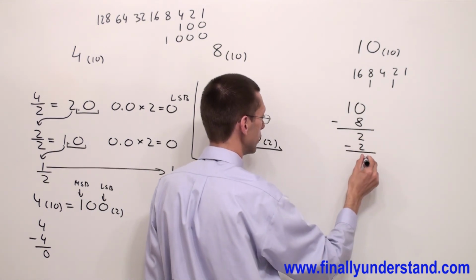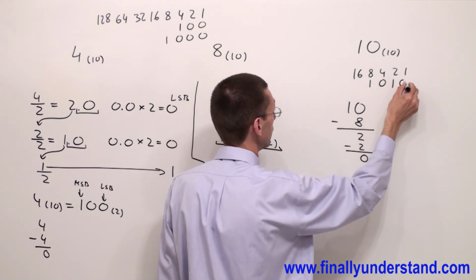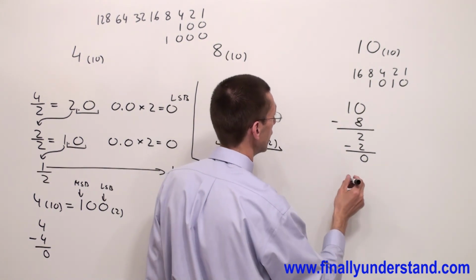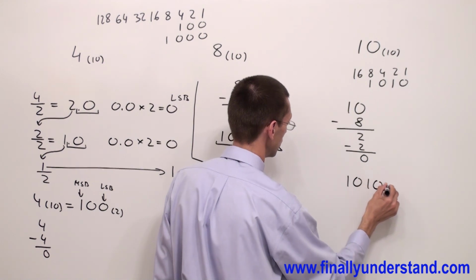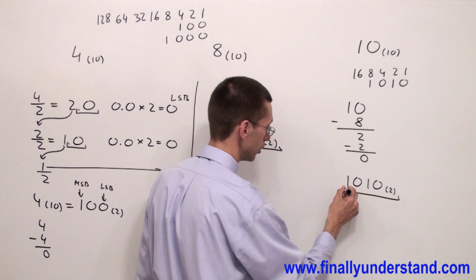2 minus 2 is 0. Everything else you're supposed to fill up with zeros. The empty spaces are filled up with zeros. And you are going to end up with 1, 0, 1, 0. So this is binary 10. And this is the solution to my problem.